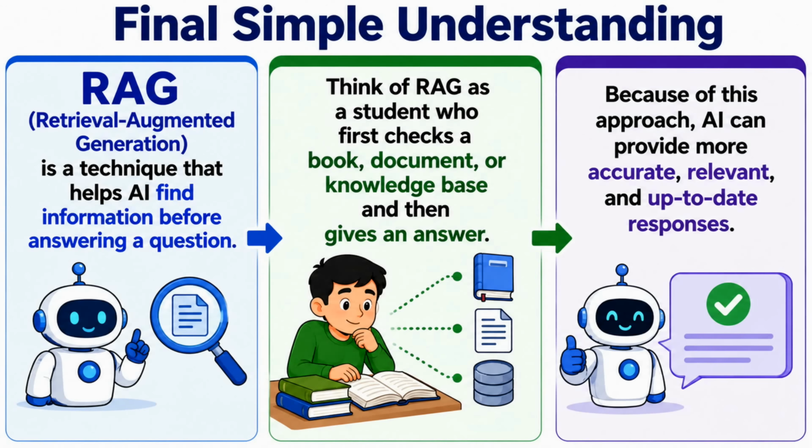Now we will see the summary. RAG is a technique that helps AI find information before answering a question. You can think of RAG as a student who first checks a book, document, or knowledge base and then gives an answer. Because of this approach, AI can provide more accurate, relevant, and up to date responses.